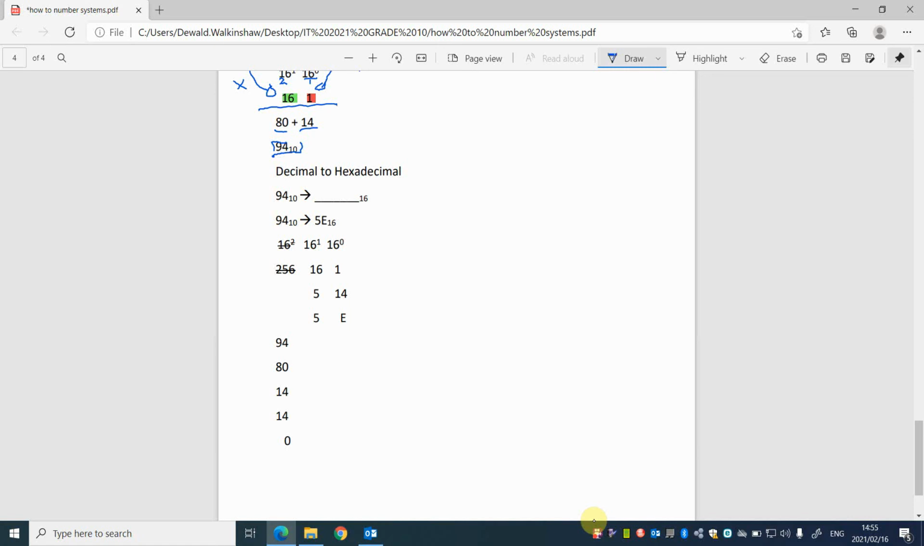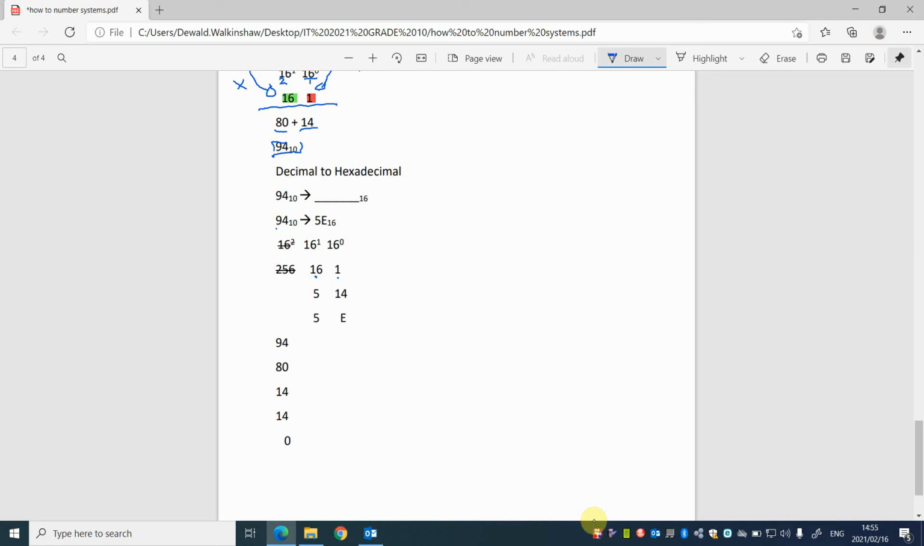Okay. So first step, what I'm going to do is rewrite my 94. Okay. So this is already the answer. Don't worry about that. Ignore the answer. So I'm going to rewrite my 94. Then I'm going to start with the first step. I'm going to write down 16 to the power of 0, calculate it, so that is equal to 1, and ask myself, is 1 greater than 94? No, it's not. So I carry on to say 16 to the power of 1 equals 16. Is 16 greater than 94? No, it's not. So I need to go to the next one.